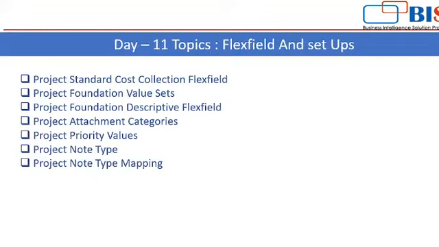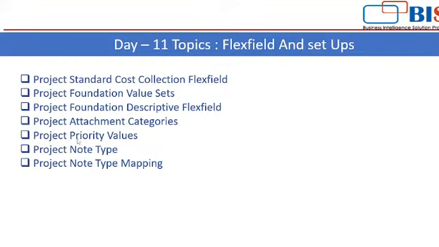Then we have seen how to create the standard cost collection flex field. If you want to track the asset on any additional information basis, then you have to create the value set, and you have to assign that value set in the descriptive flex field. Then in case you are using any attachment categories, you have to create the one, and it works at user level and you can use it in the project.